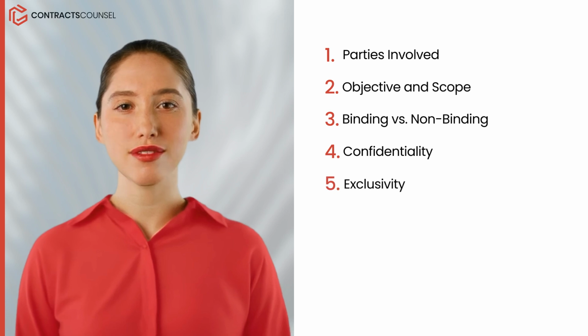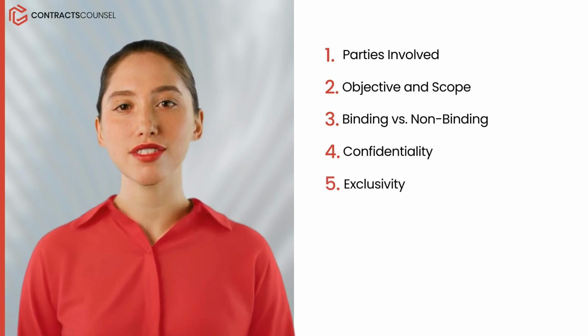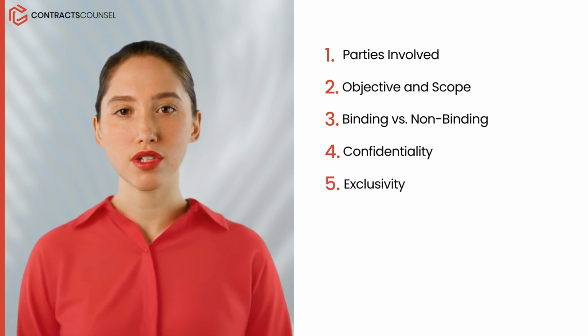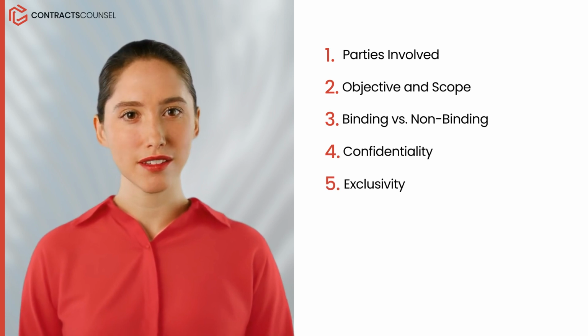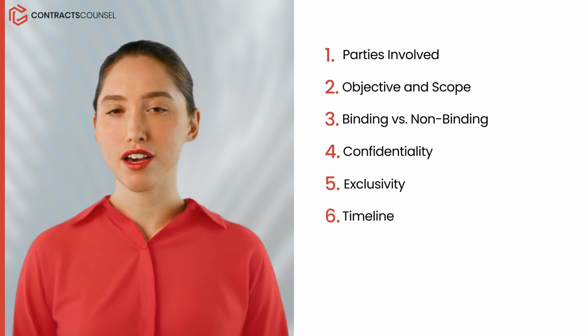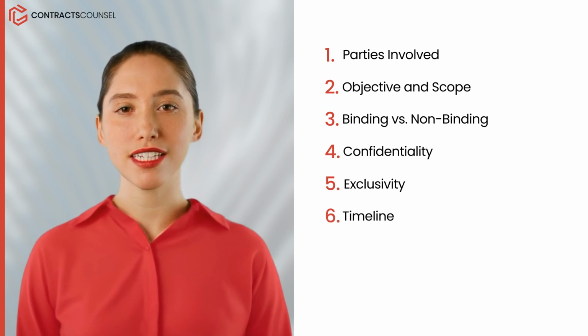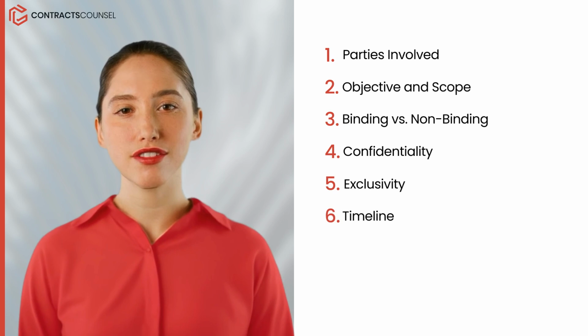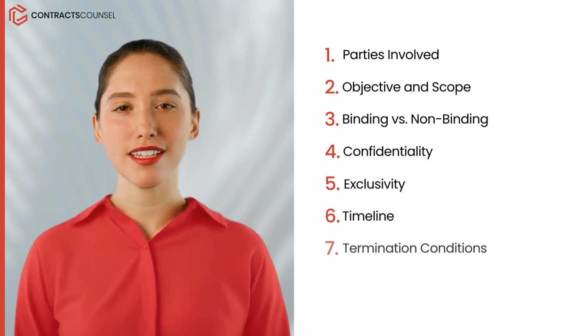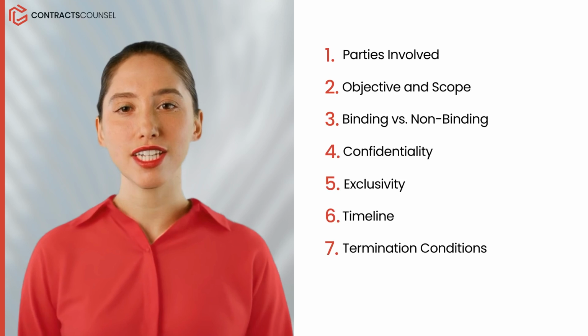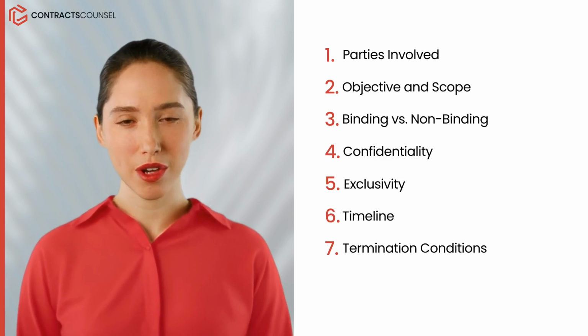5. Exclusivity. Understand any exclusivity agreements that prevent parties from negotiating with others for a specified period. 6. Timeline. Review the expected timeline for completing the negotiations and finalizing the formal agreement. 7. Termination conditions. Ensure the LOI outlines the conditions under which it can be terminated by either party.